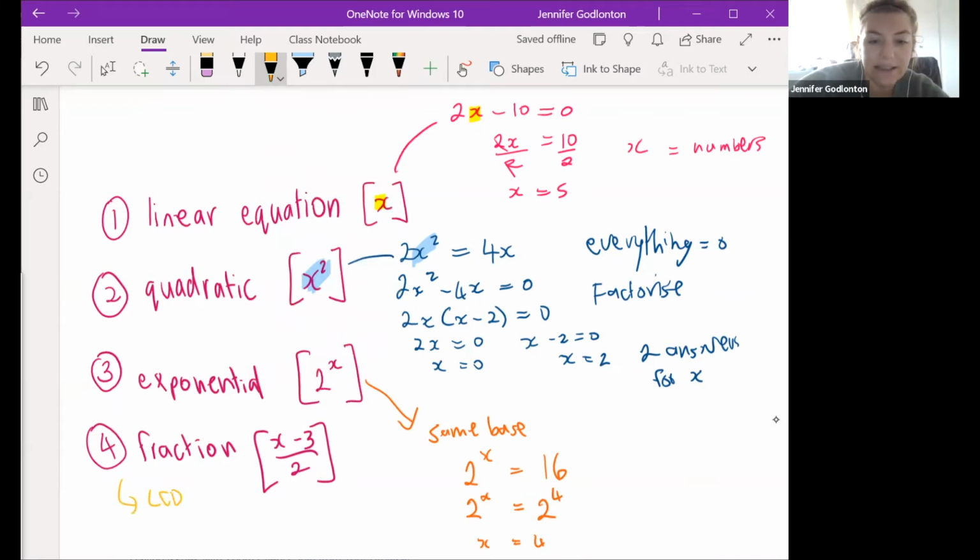to find an LCD. I'm not going to show you an example of this one here because it'll be easier when we do a longer one. We're going to drop the LCD and then we're going to solve for x.